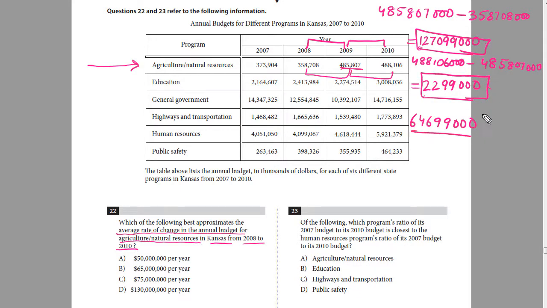So this is the average. Now this value is close to option number B. So option B is the correct option.